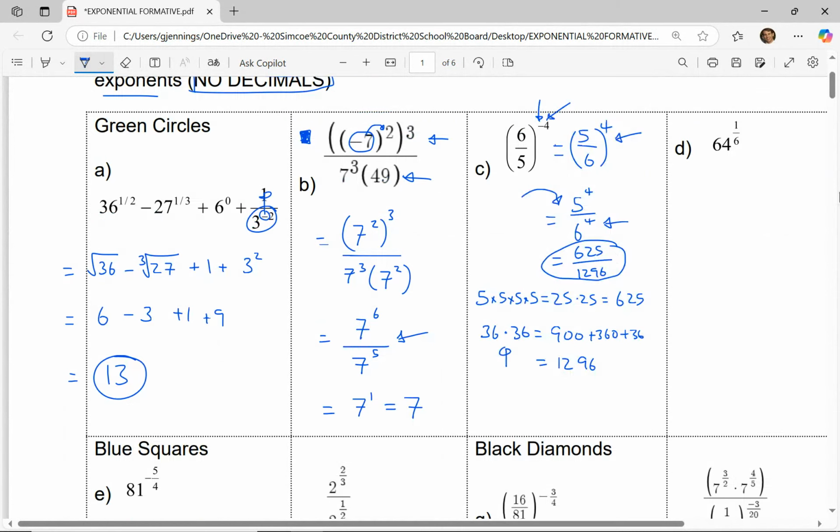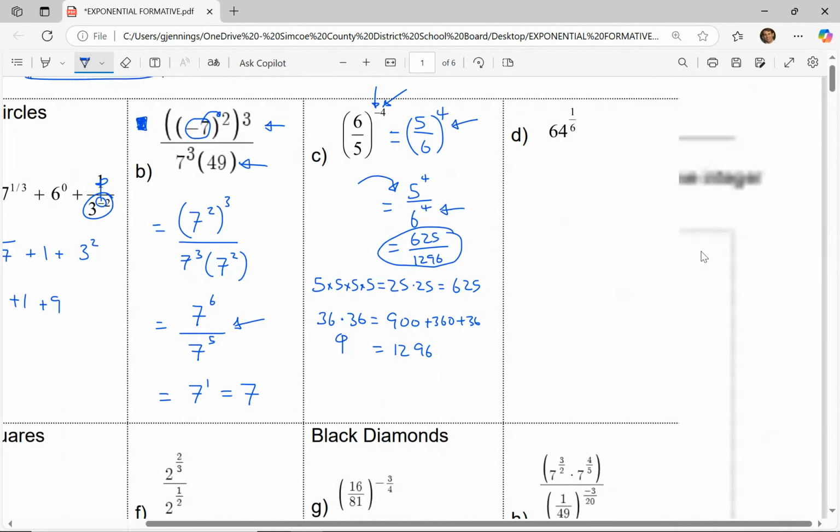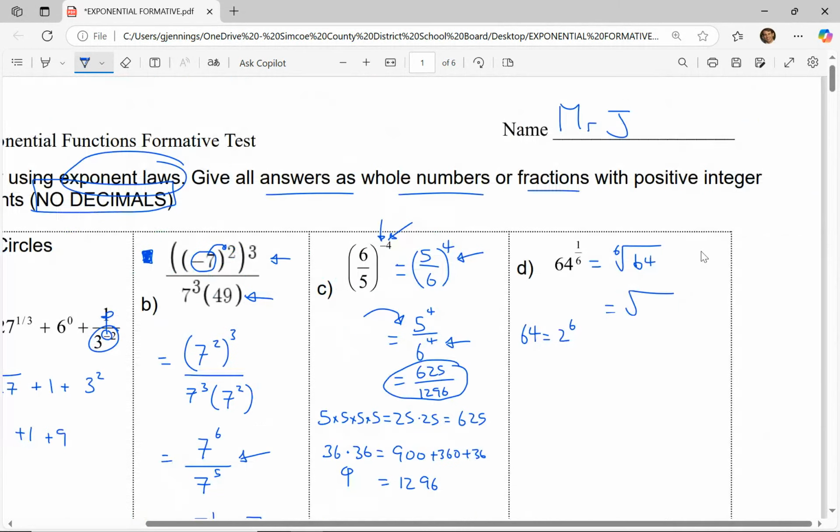64 to the 1/6 is equal to, where's my computer? There it is, the 6th root of 64. Geez, I wonder how we could do that. Well, did you know that 64 is equal to 2 to the 6? So this could be written as the 6th root of 2 to the 6, but those are inverse operations. This is just 2. And our fact family is 2 to the 6 is 64, and 64 to the 1/6 is 2. So that's your answer. All right, those are the green circles.